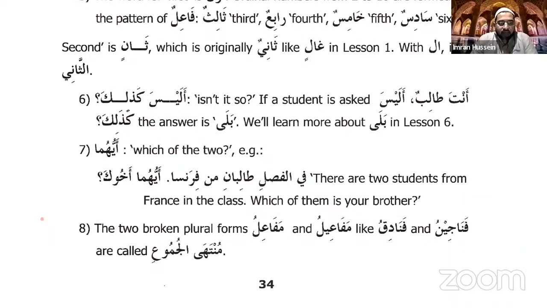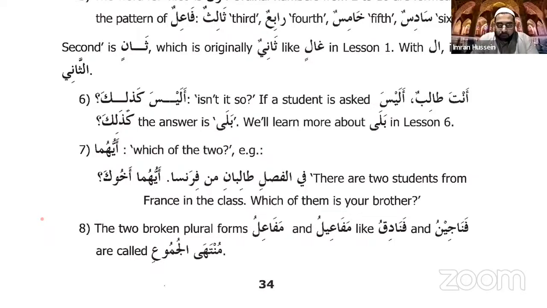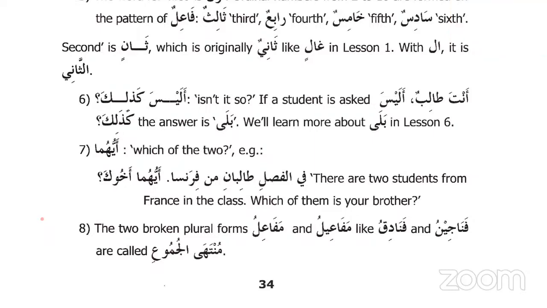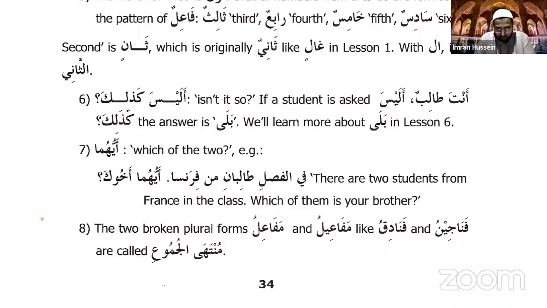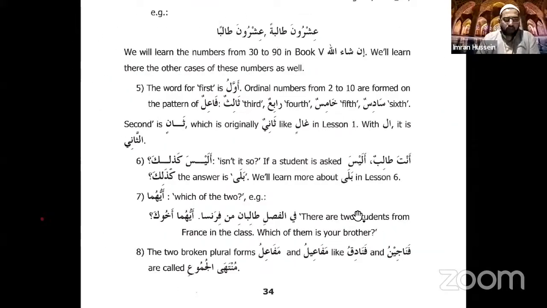Jazakallah, thank you. Exercises 7 and 8, Wajda, can you do that? And then we'll probably pack up on this. Ayyuhuma, which of the two? Fil fasl talibani min Firansa, ayyuhuma akhuka? These are two students from France in the class. Which of them is your brother? The two broken plural forms, mafa'ilu and mafa'ilu, like fanadiqu and fanajinu, are called muntaha al-jumu'.